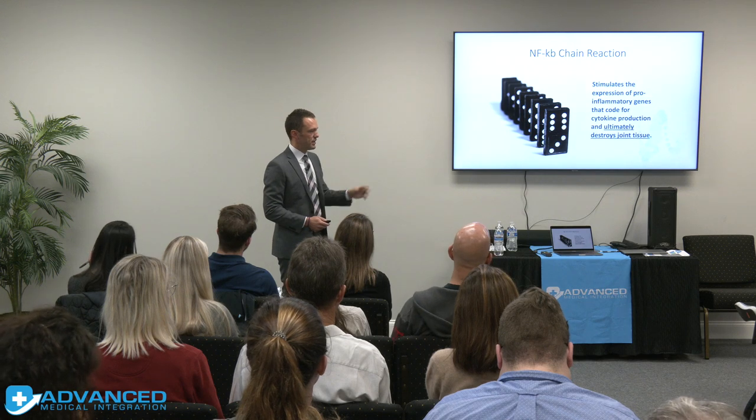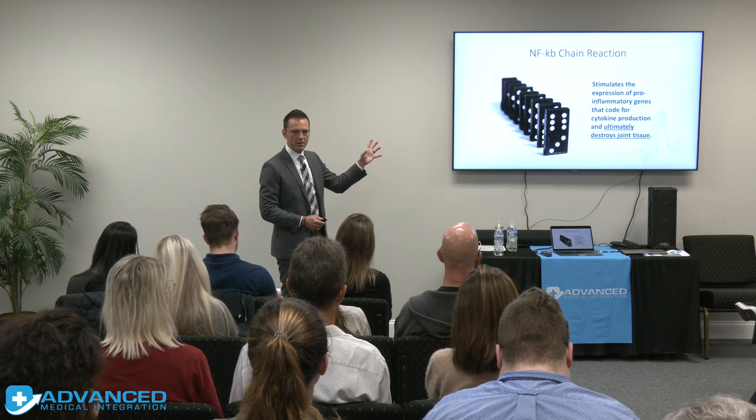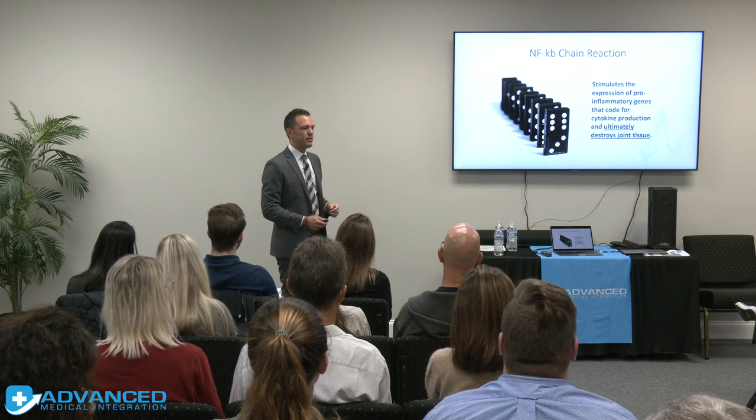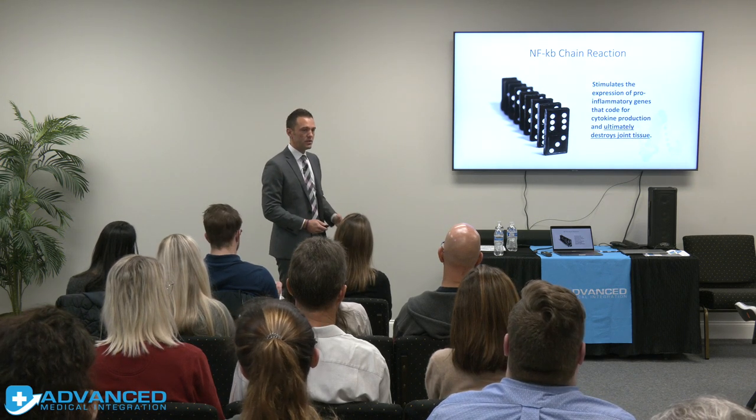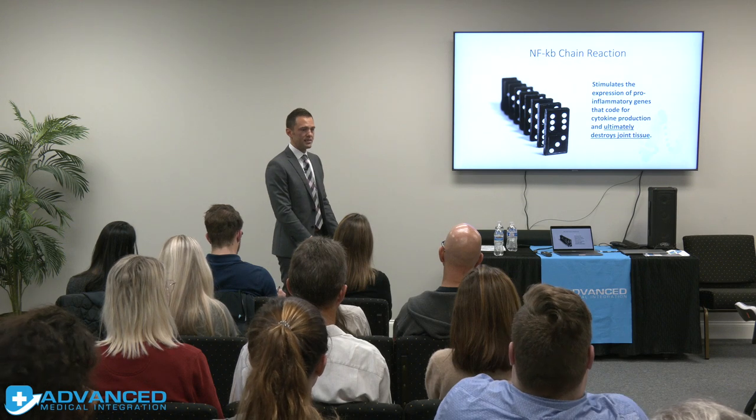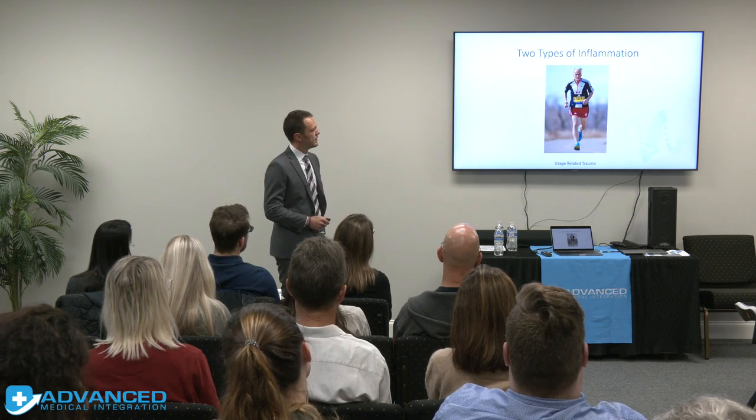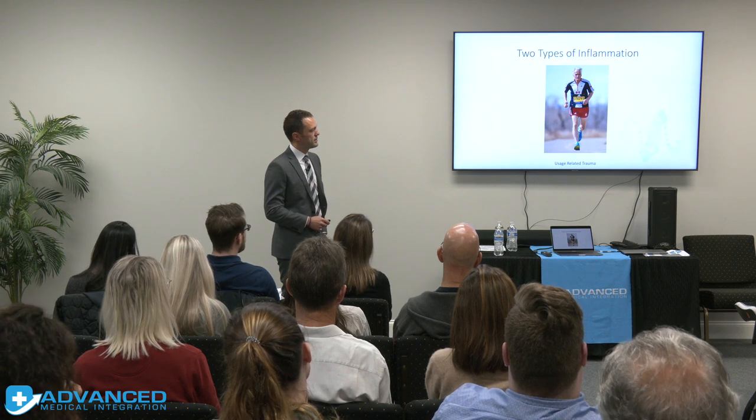I'm going to show you a picture of a marathon runner in a second. This is what's happening in the marathon runner, right? Repetitive use injury, localized, constantly, because he's addicted to the endorphin reactions, okay? Two types of inflammation. This is a usage-related trauma.